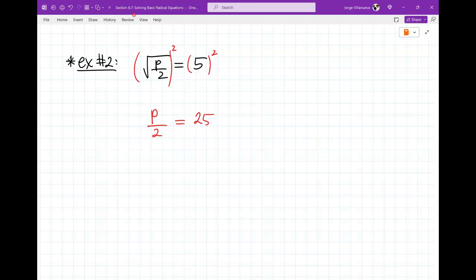So to solve for P, what do I do to both sides? I gotta multiply, right? So I'm gonna multiply by 2. Okay? So P is equal to 50.